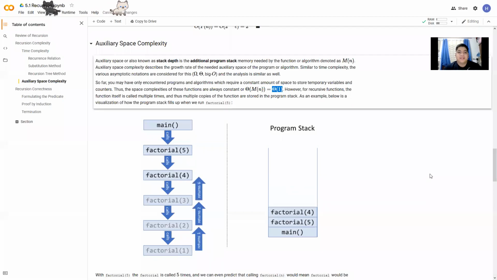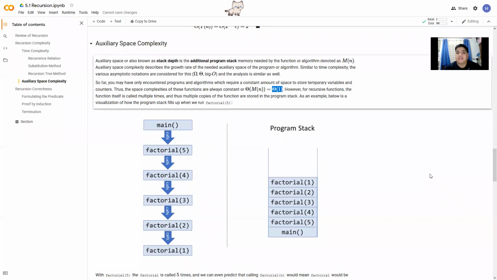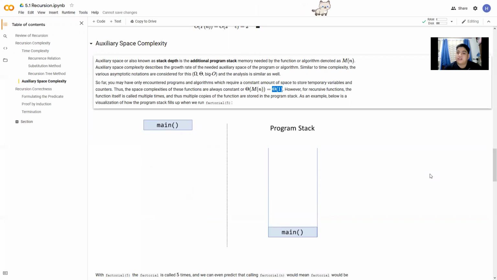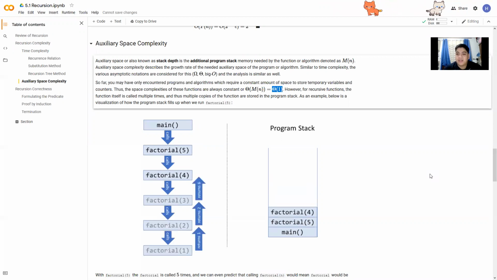Okay, so now let's talk about the auxiliary space complexity. So auxiliary space, also known as stack depth in some references, is the additional program stack memory that we need for our algorithm or function to function. It's most of the time denoted as M of n.